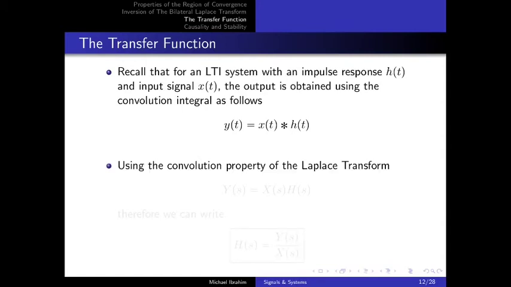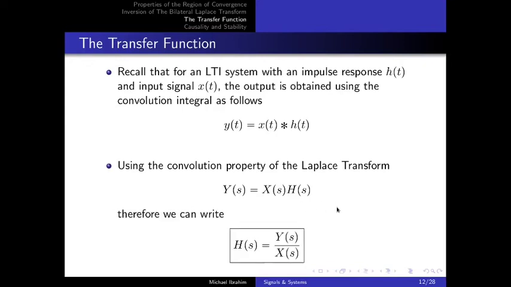Now we can use the convolution property of the Laplace transform in order to get Y(s) equal to X(s) times H(s), where Y(s) is the Laplace transform of the output y of t, X(s) is the Laplace transform of the input x of t, and H(s) is the Laplace transform of the impulse response h of t. And H(s) is known as the system transfer function. It's also known as the eigenvalue.